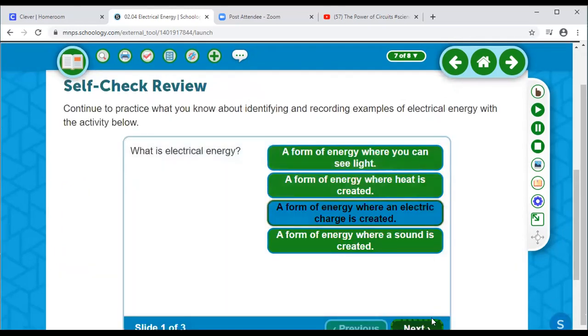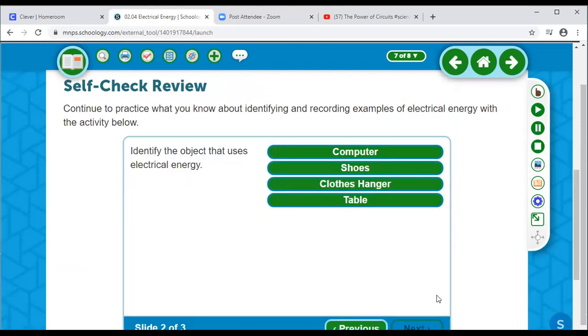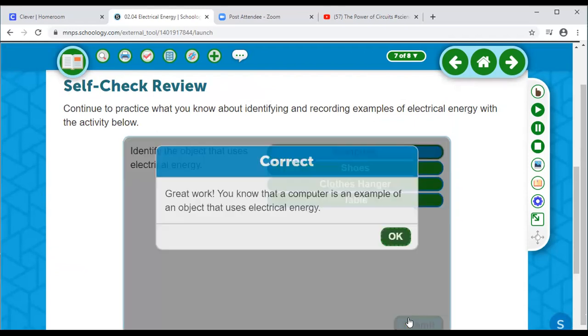Let's go for the next one. Identify the object that uses electrical energy. We have a computer, shoes, clothes hanger, table. Give you some think time. If you chose computer, you are correct.